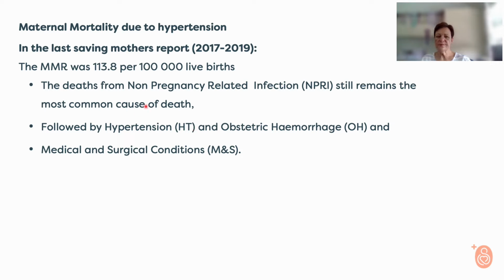I will show you on a bar graph just now how these all relate. The third highest cause for maternal deaths was obstetric hemorrhage, which we will discuss in our next series of lectures. That is followed by medical and surgical conditions. Here we refer to conditions like, for example, cardiac conditions, diabetes, etc., which are also not 100% directly related to pregnancy as such.